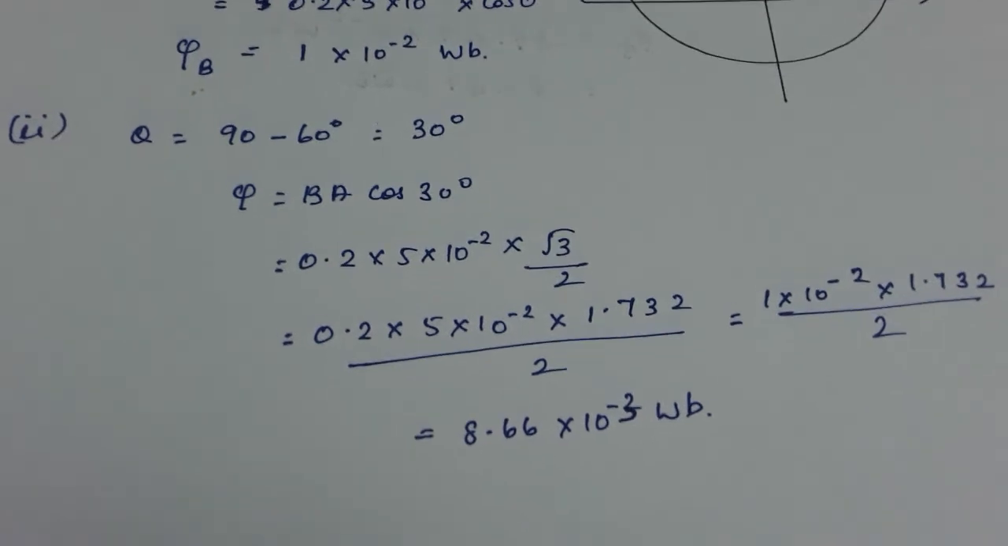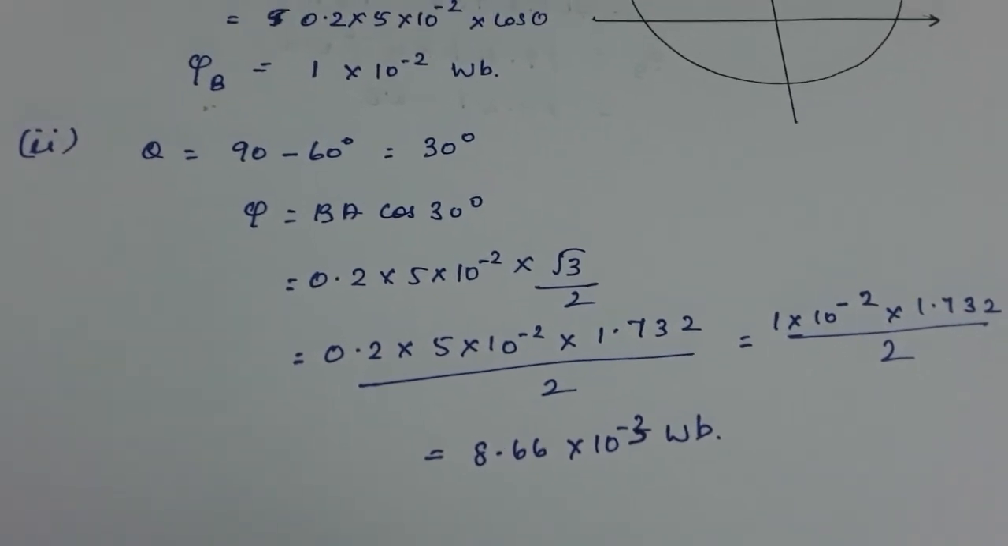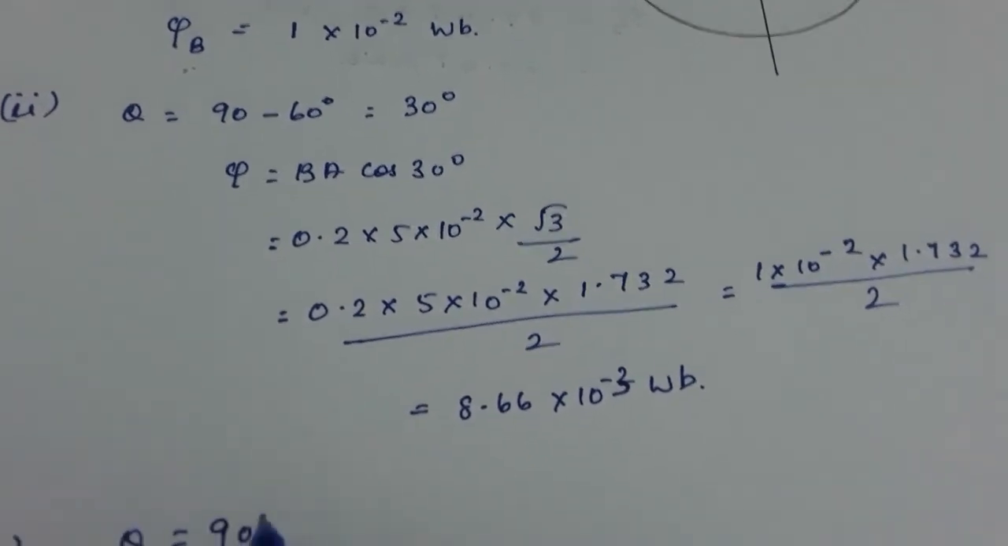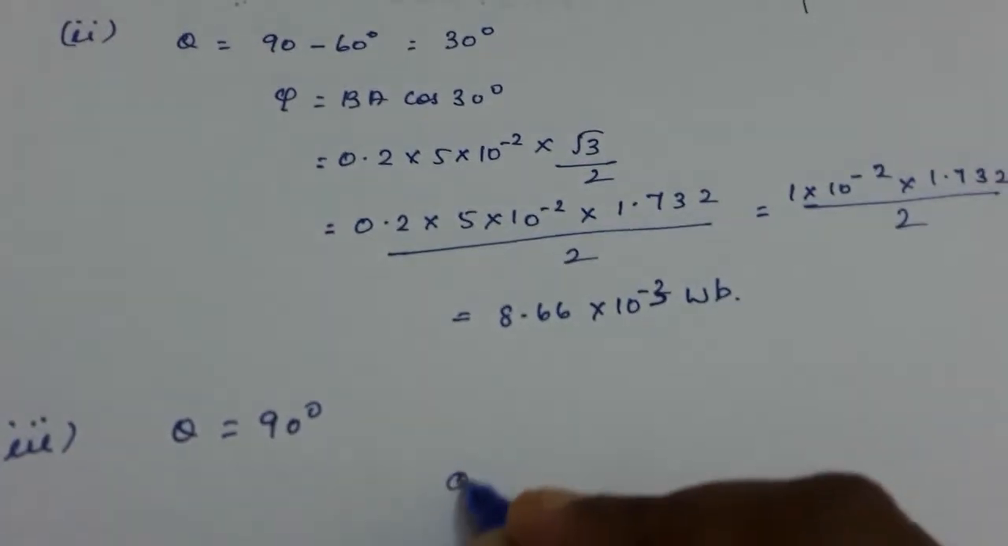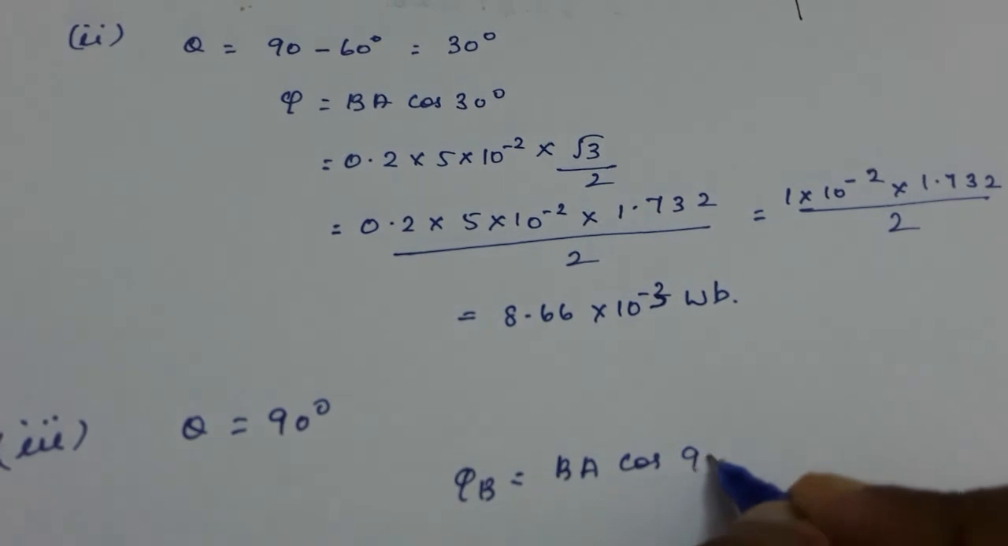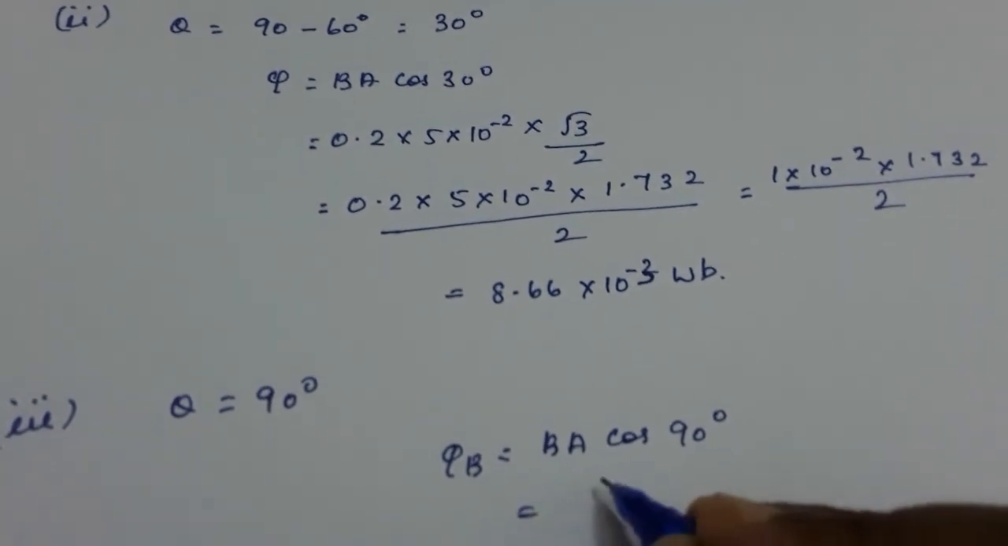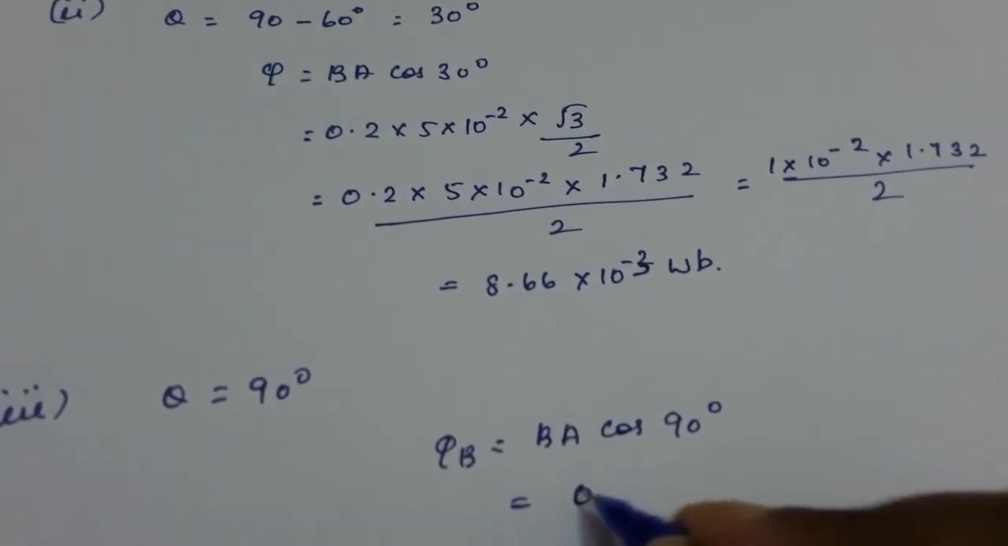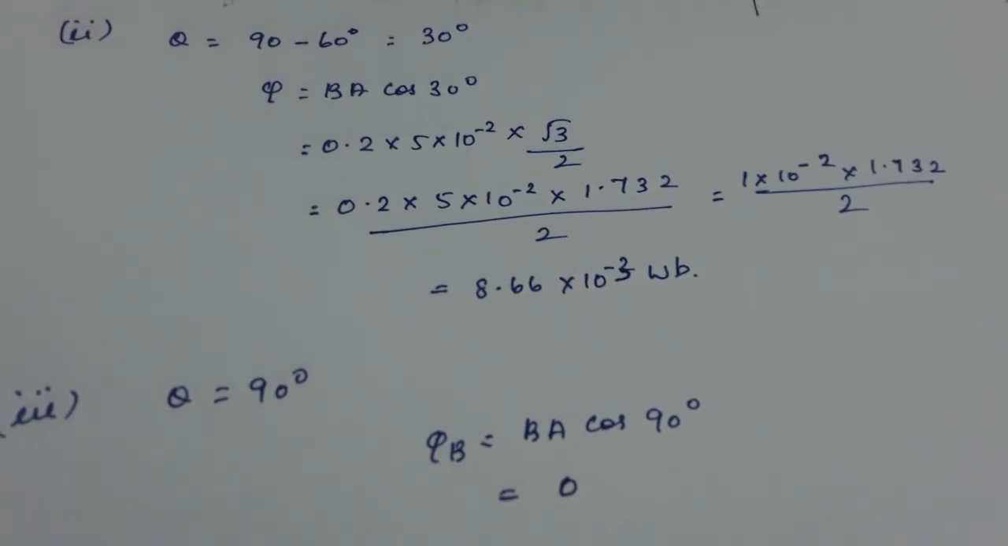Now in the third case, parallel to the field. Parallel to the field means theta is equal to 90 degrees. So phi B is equal to BA cos 90 degree. You know cos 90 degree is 0. So the total value will become 0.